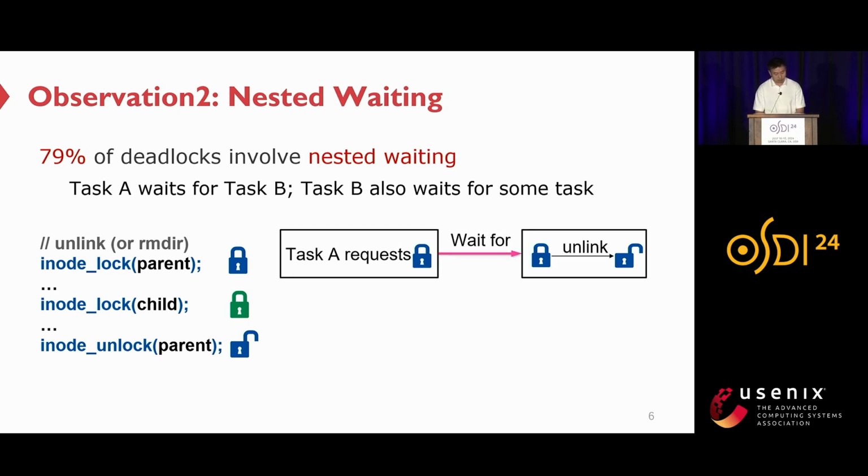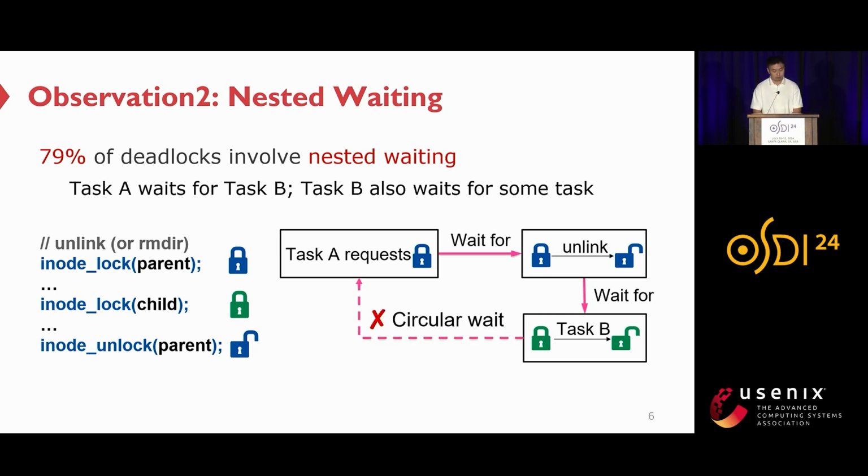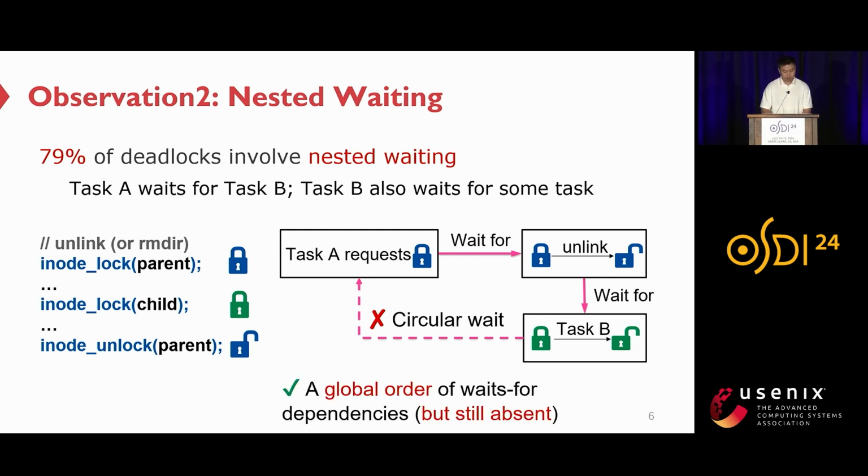Suppose task A requests the parent lock, and the parent is owned by an unlink operation, so it waits for the unlink to release the parent. But releasing the parent may get blocked and wait for another task B releasing the child first. A deadlock happens if there is a circular wait back to task A somehow. To prevent deadlocks, it is necessary to specify a global order of waiting dependencies, but such a specification is still absent for concurrent file systems.